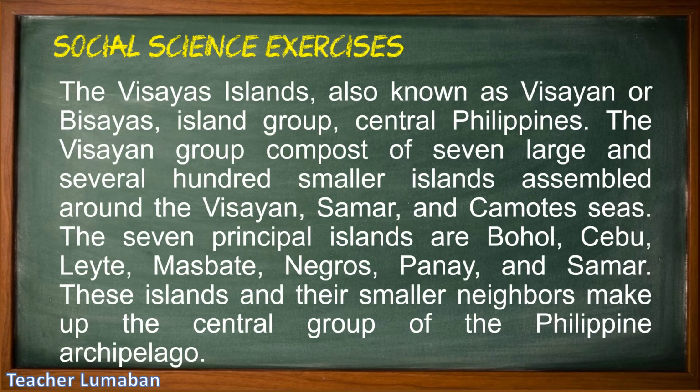The Visayas Islands, also known as Visayan or Visayas Island Group, Central Philippines. The Visayan group is composed of 7 large and several hundred smaller islands assembled around the Visayan, Samar, and Camotes Seas. The 7 principal islands are Bohol, Cebu, Leyte, Masbate, Negros, Panay, and Samar. These islands and their smaller neighbors make up the central group of the Philippine archipelago.